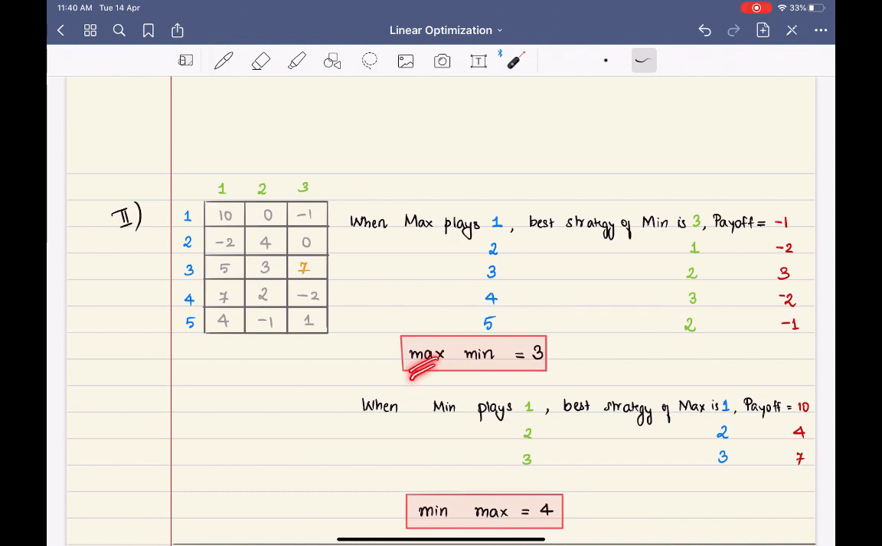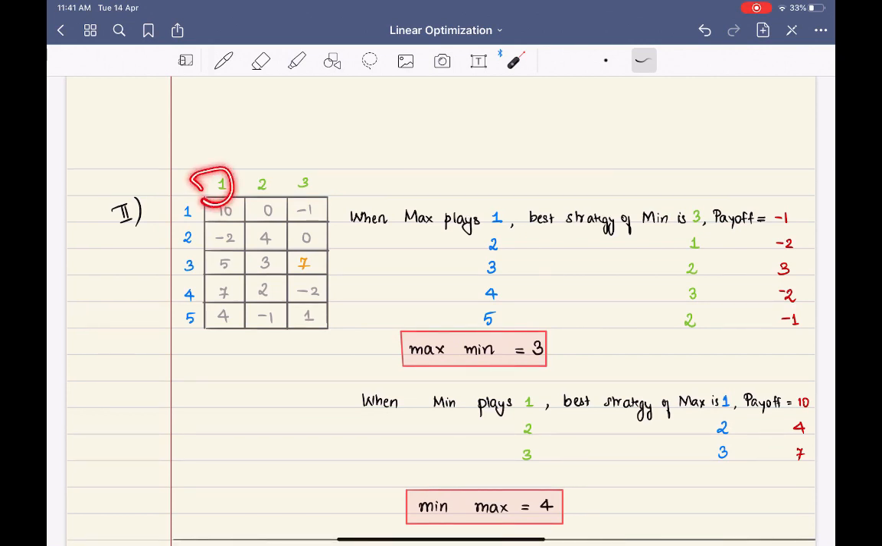And when Max plays 3, he has to expect the worst. And that will be Min will play this thing. Okay. So Max Min will be 3. Now what about Min Max? When Min plays this is the same, 10. When Min plays this, Max will play this, 4. And when Min plays this, Max will play this, and that is 7. And Min will choose the minimum among these. So here Min Max will be 4. Okay, so here Max Min is not equal to Min Max.